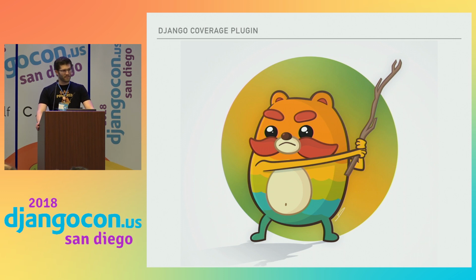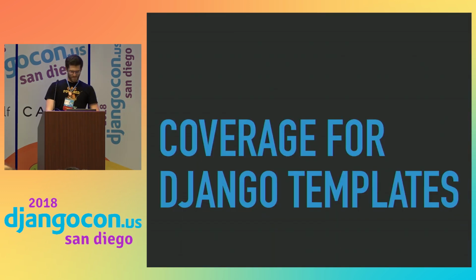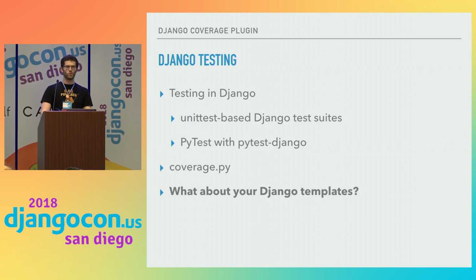And like Impossibear, I would like to give you a gas-powered stick, so I'm going to tell you about coverage for Django templates. This is fairly straightforward. When you are testing with Django, you are either going to be using the Django unit test-based runner, or maybe you've gone nuts and brought in pytest with pytest-django, which is actually super cool. And while you are testing your Python, you might bring in coverage, written by Ned.